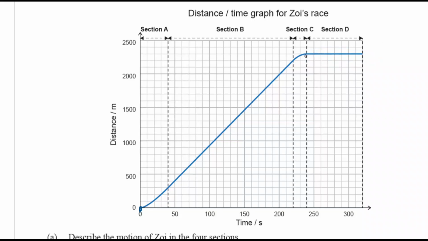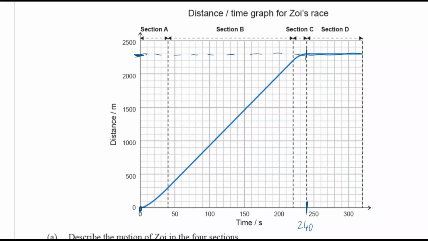So Zoe has finished the race, and we can see the total distance of the race as well, right? So that's 2.3 kilometers, 2,300 meters. So Zoe traveled a distance of 2,300 meters at this time here, 240 seconds. And so just from that, we can reasonably estimate that Zoe finished the race, right? That's what this flat section represents. We'll make that assumption. And it took her 4 minutes, 240 seconds to travel that distance of 2,300 meters.